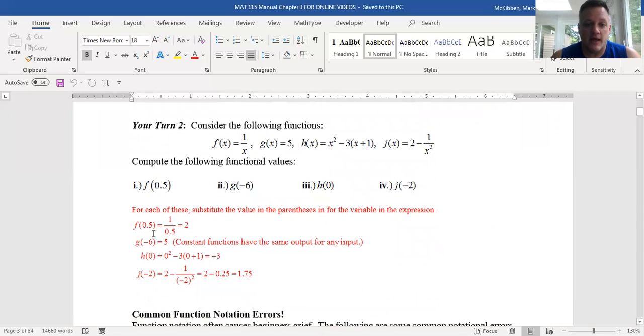All right, so f of 0.5, I'm going to put a 0.5 in for x, 1 over 0.5. Well, remember 0.5 is a half. 1 divided by a half is 2, right? That's how I'm getting that.